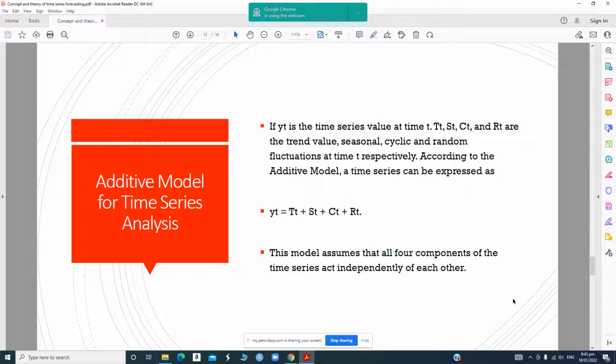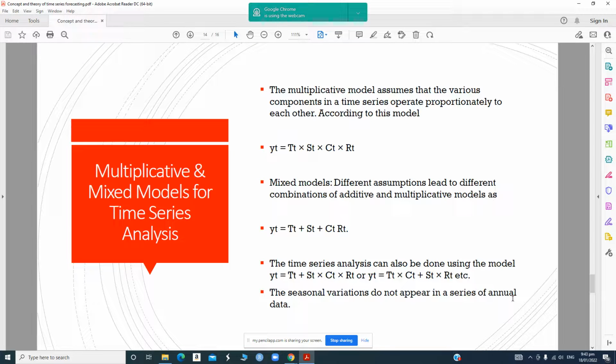If it is additive, then the time series can be expressed as yt as addition of various components: trend, seasonal, cyclic, and random. And if it is multiplicative, then what we are saying is that the various components operate proportionately to each other, and we can have a mixed model.